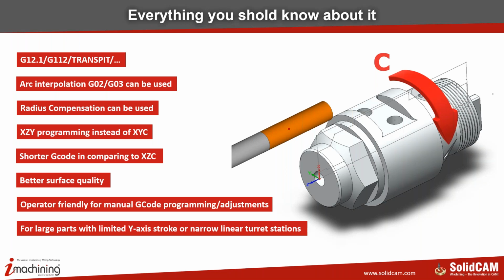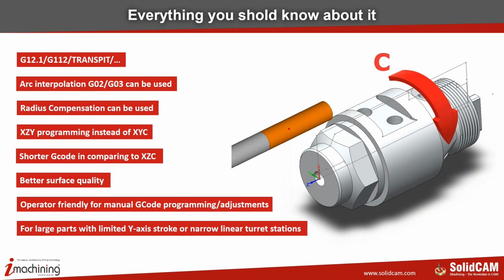It means that the machine will use the XZC axis in order to perform the milling. Okay. Now, what is very important for you to know regarding this cycle? Why the cycle actually exists?